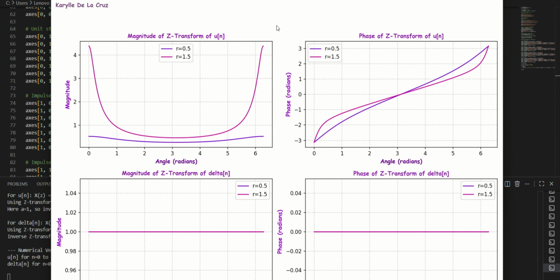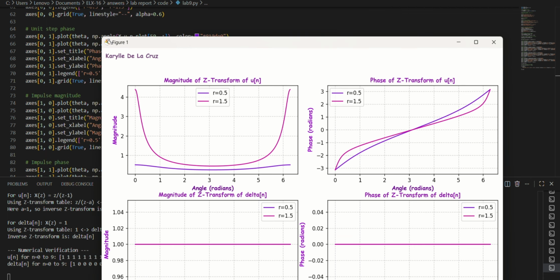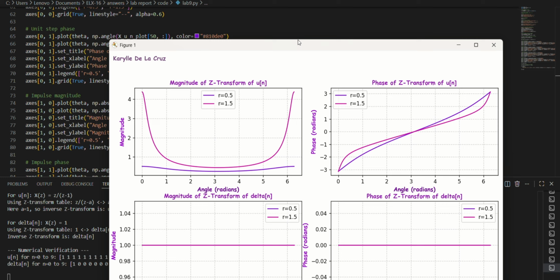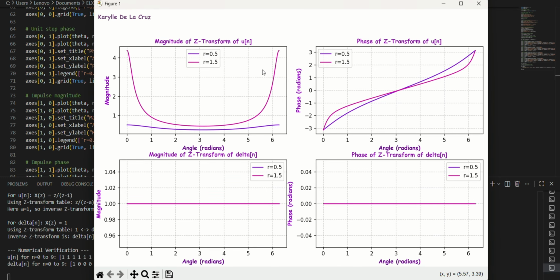Interpreting the output, we can see the unit step function produces a Z transform whose magnitude and phase vary with z, reflecting the presence of a pole at z equals 1, while the impulse function produces a flat magnitude and zero phase, indicating that there are no poles or zeros. This clearly demonstrates how the Z transform provides insight into system behavior, stability, and frequency characteristics in discrete time signal processing.